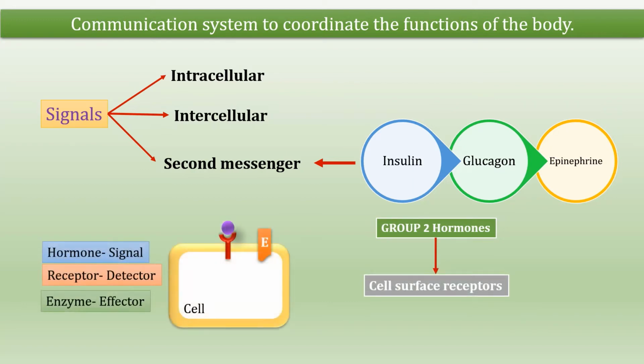In the second messenger system, hormone acts as a signal, the receptor acts as a detector, and enzyme acts as an effector. So when hormone binds to the receptor, that complex initiates a series of reactions that ultimately result in a specific type of intracellular response which is mediated through the second messenger. And why is it called second messenger? Because the first messenger is the hormone itself and it intervenes between that first messenger and the effect on the cell.